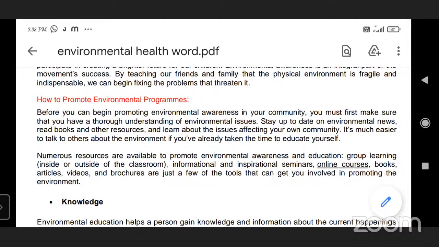You read many books and other resources, and learn about the issues affecting your own community. Read many books about the environment to gain a deeper understanding of it. You should also learn about the issues. What environmental issues are produced from the environment, and how am I going to reduce those problems? How can I stop such problems from the environment?